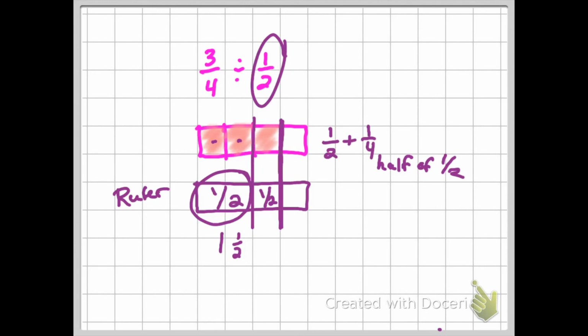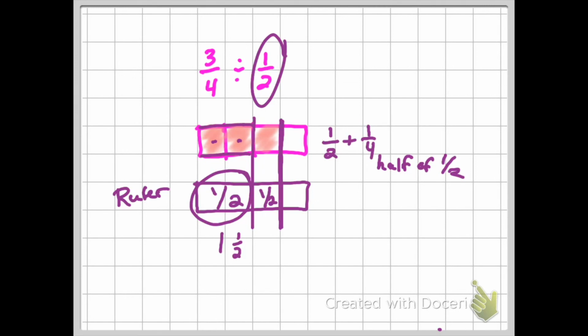If you've got to rewind that and pause it and play it again, that can be kind of tricky because of the wording. So we used one group of a half to equal this section. And then we needed to figure out what was a half of a half. So we had 1.5 groups that were used to equal 3/4.